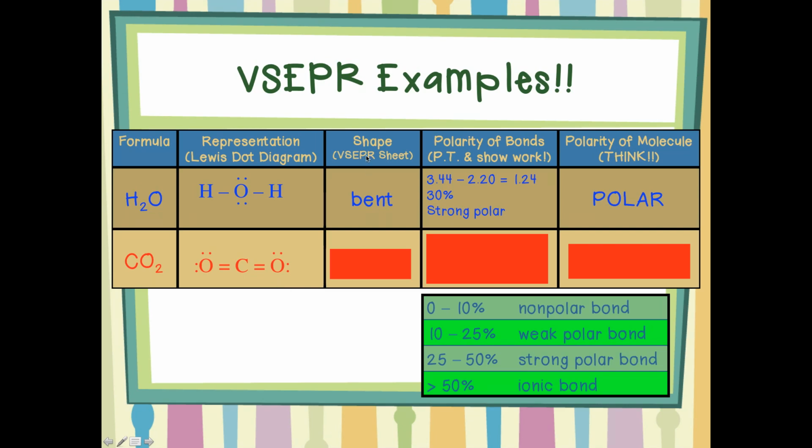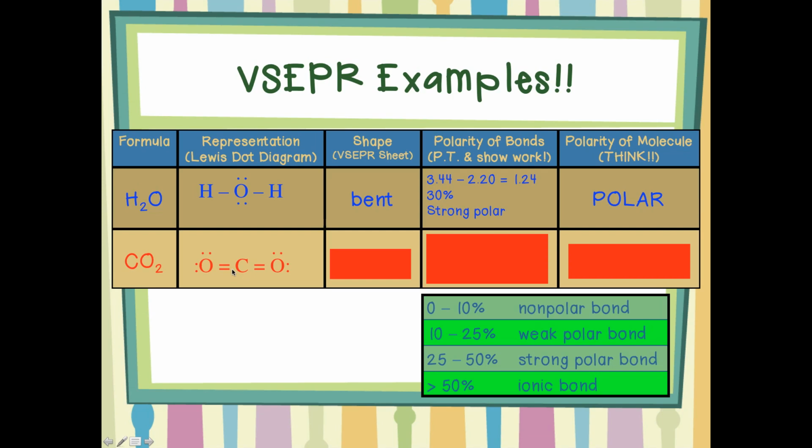Now we look at that VSEPR sheet, that reference sheet, and we say, okay, this is the central atom. There are 1, 2 atoms on the central atom. It doesn't matter that these are double bonds. It's asking for the number of atoms. So 1, 2 atoms. So it has 2 atoms on the central atom and 0 lone pairs.